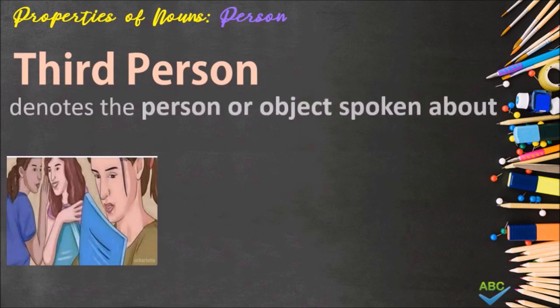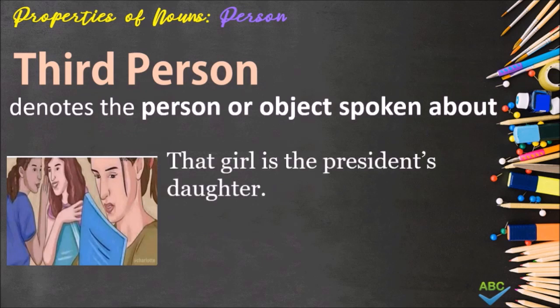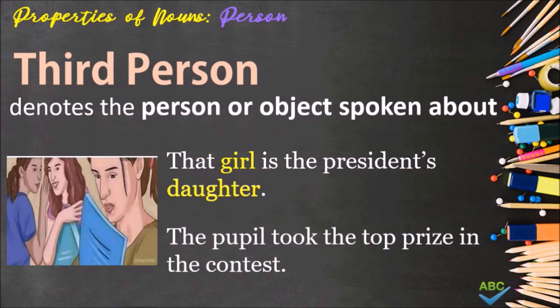Third person. The third person denotes the person or object spoken about. For example, that girl is the president's daughter. The nouns girl and daughter are in the third person. Another example. The pupil took the top prize in the contest. The nouns pupil, prize, and contest are in the third person.